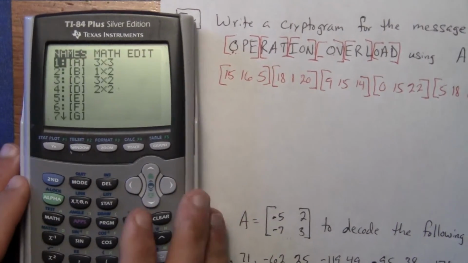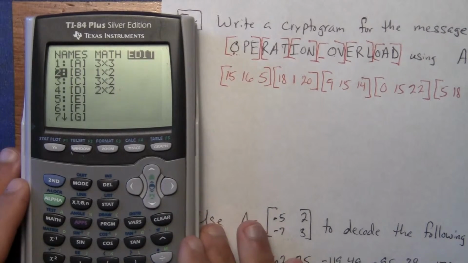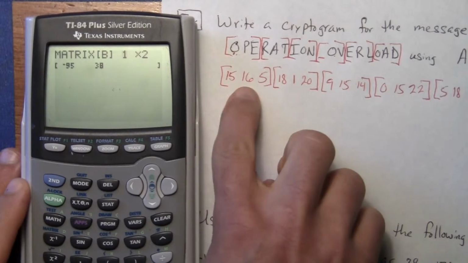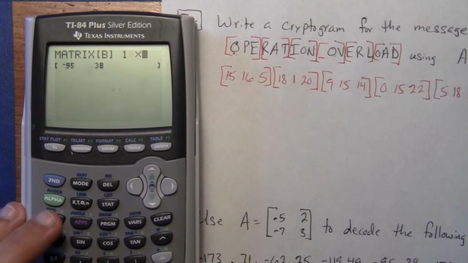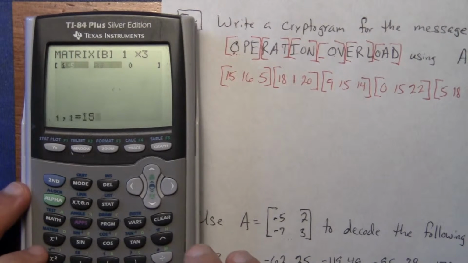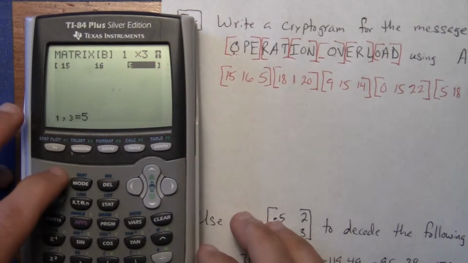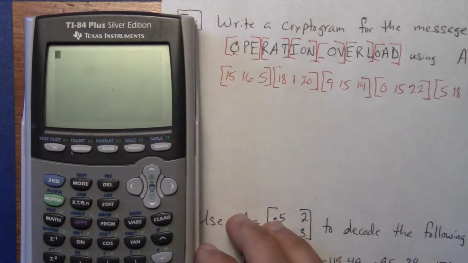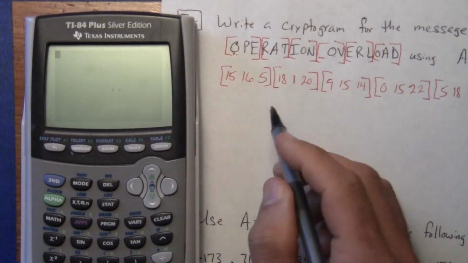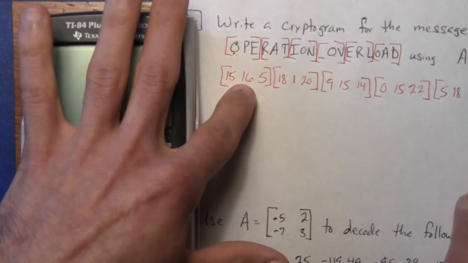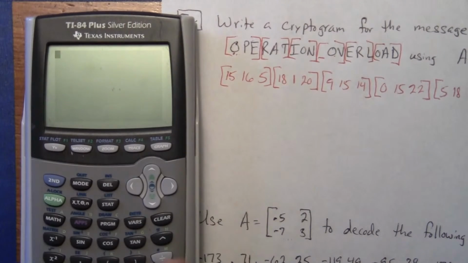So go to second matrix, go to edit, this time pick letter B. This is a 1 by 3 matrix. And I'm going to type in 15, 16, 5. And then go ahead and get out of here once I've done that. And then to put these things into a code, what you need to do is take this matrix and just multiply it by that matrix. And that will give you 3 more numbers that will be coded.